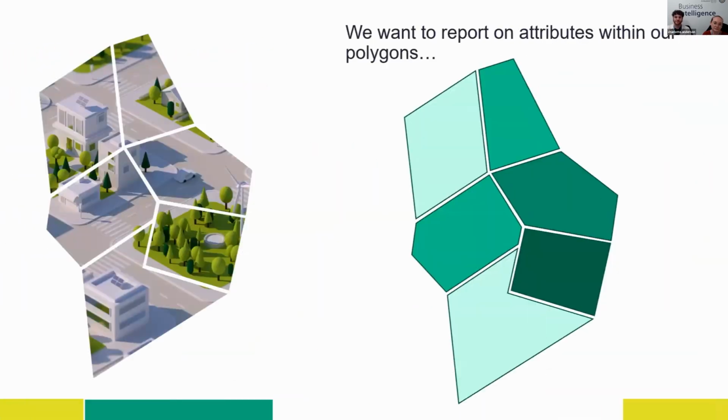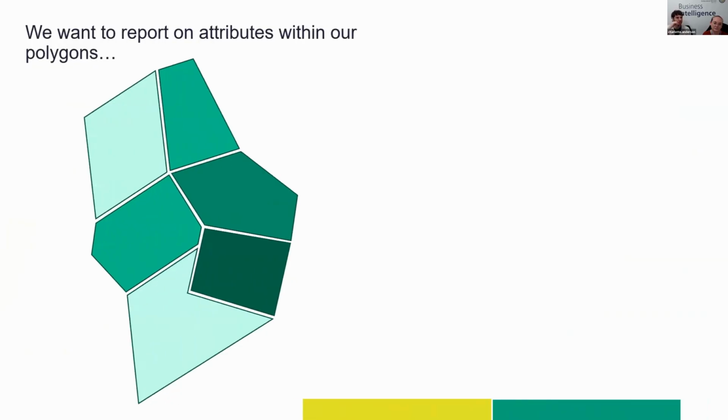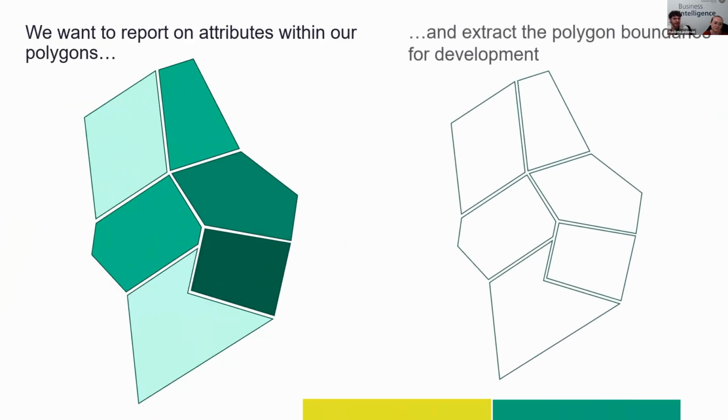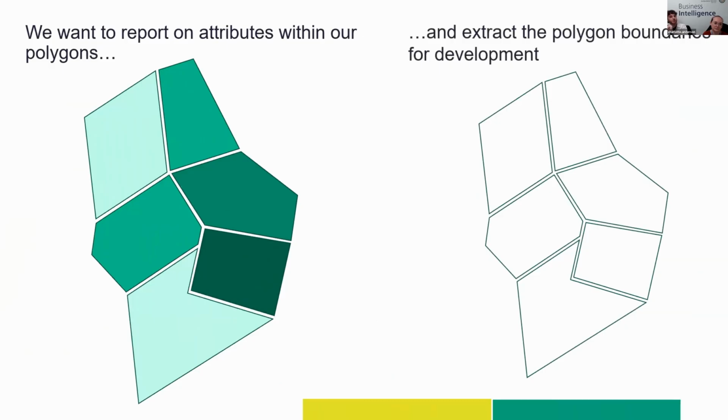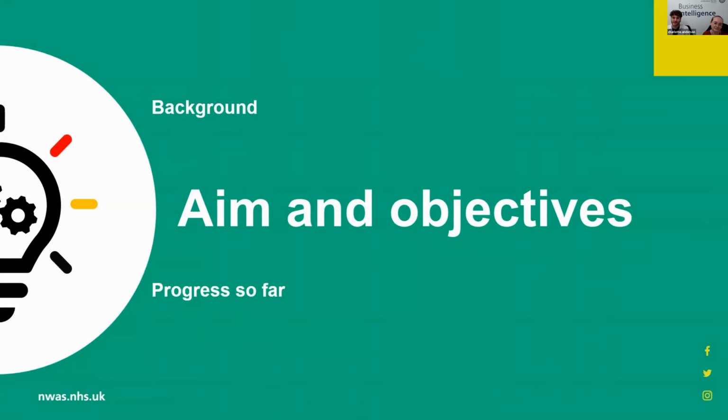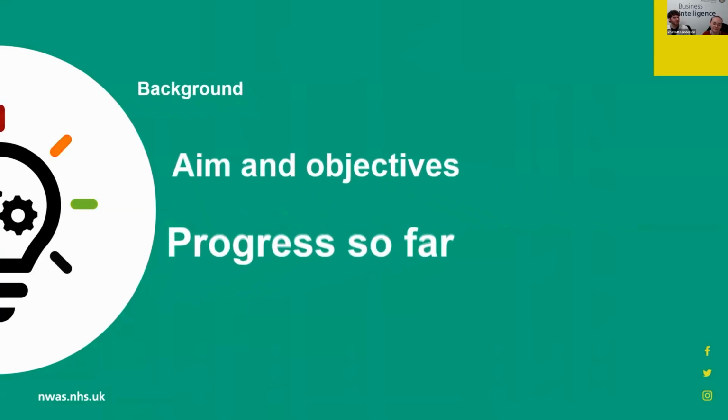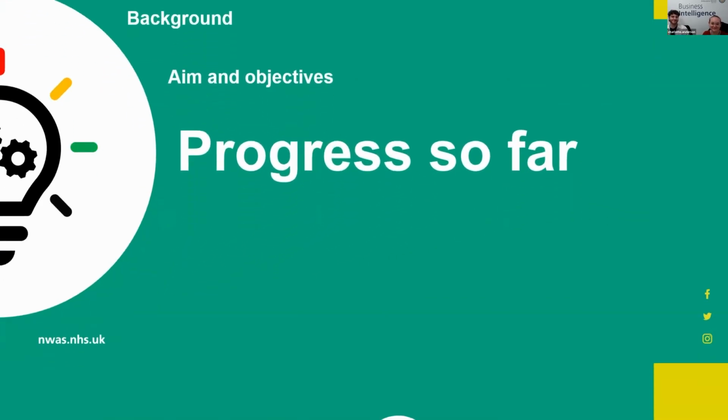So, as I mentioned, what we want to do is report on the attributes within these polygons, but also crucially extract those polygon boundaries for future development. So for any revision on an annual basis, or if we want to do any little tweaks based on any geographical feature or anything else that might crop up. So that's our aims and objectives. And Charlotte's now going to talk through our progress so far.